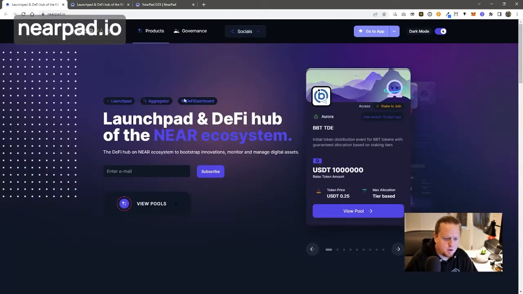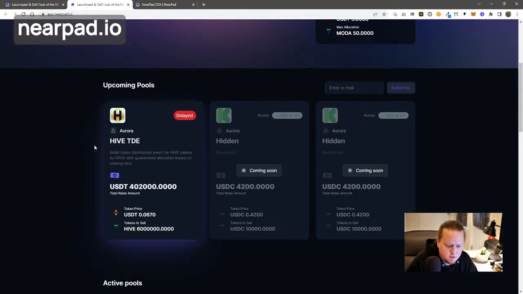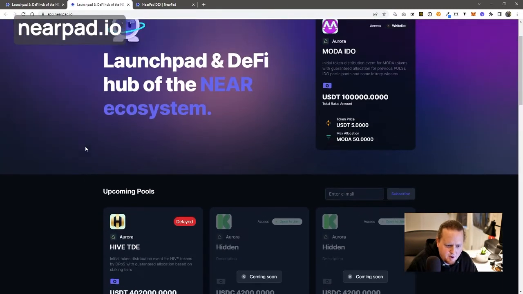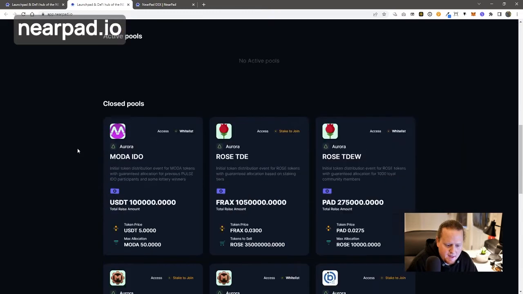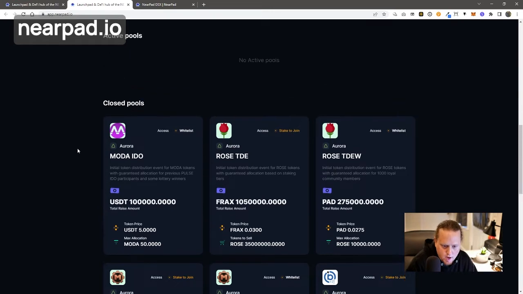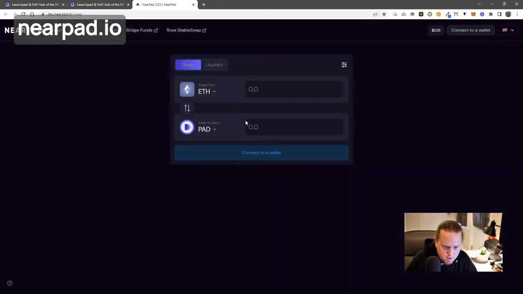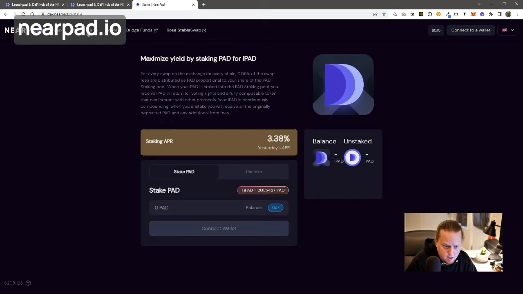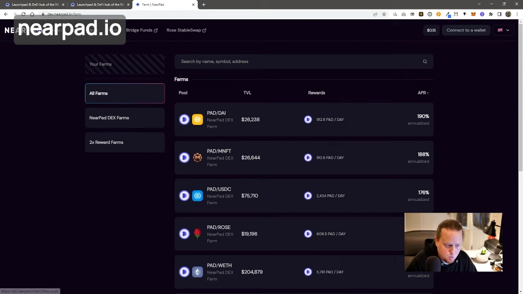The next project we're going to look at is NEARPad. NEARPad is a launchpad and DeFi hub of the Near ecosystem. It primarily gives two functions. The Launchpad function is a way that new tokens and new projects can launch and provide initial liquidity on the Aurora network. The other option is as a decentralized exchange that allows you to exchange tokens, and there's also staking and liquidity farming as well.